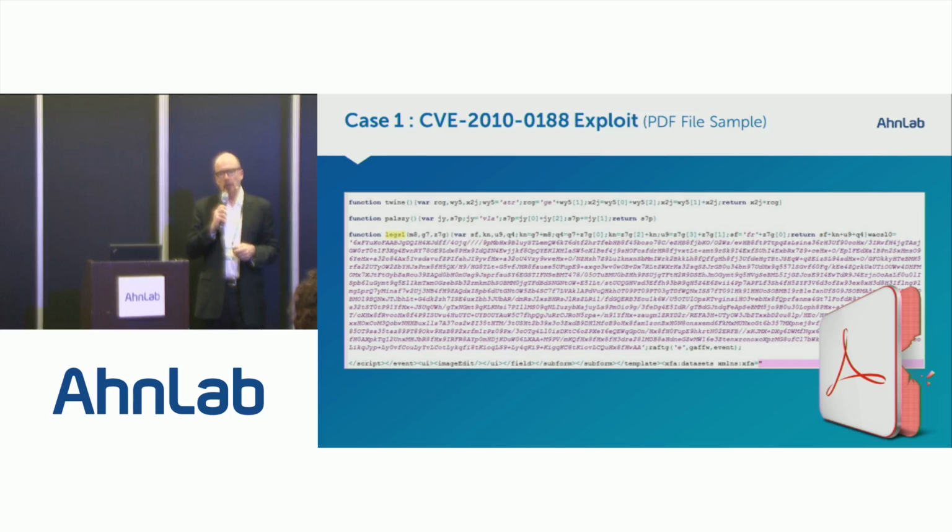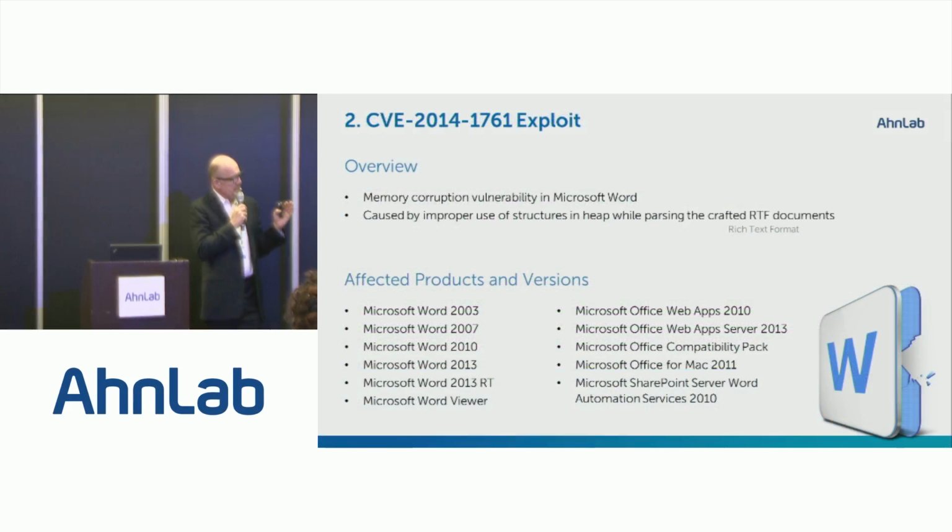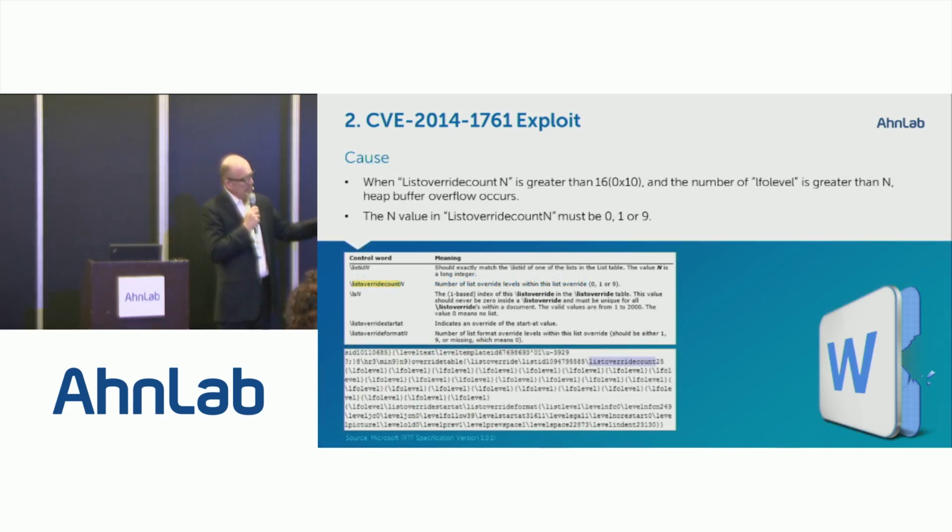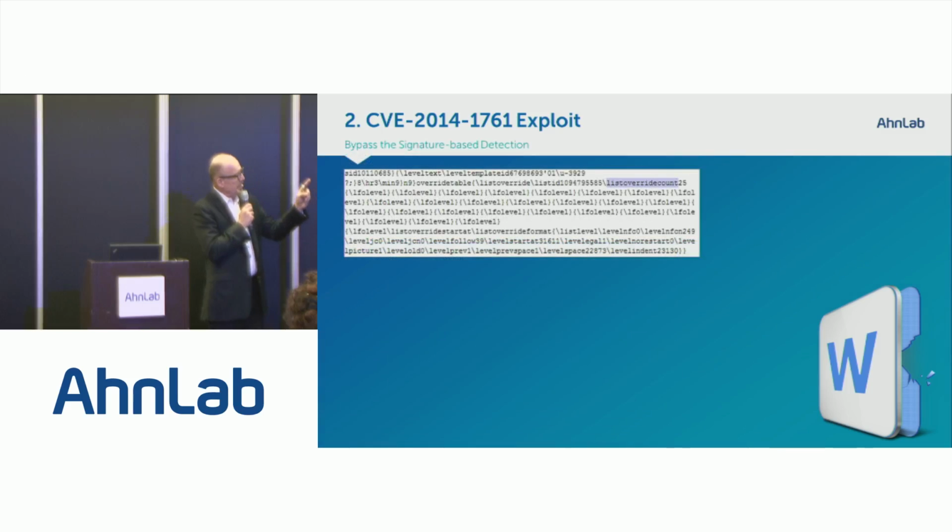Now, let's take a look at another example. This vulnerability was reported in 2014 and affected Word and other Microsoft products. The bottom image is the RTF file which exploited this vulnerability. The heap buffer overflow occurs when this value is greater than 16, which as you can see is now 25. When n is 25, the vulnerability will be exploited.